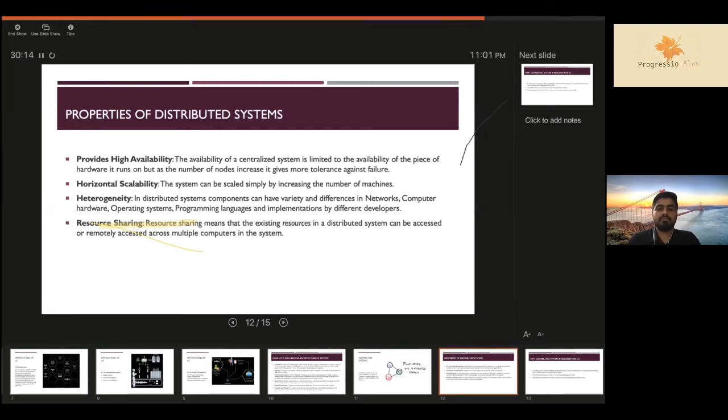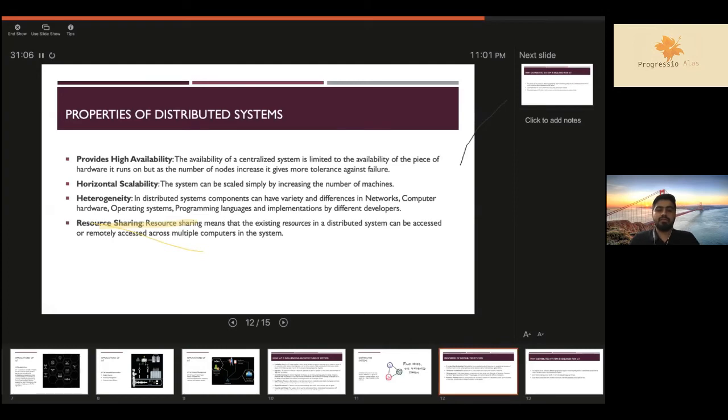Heterogeneity. Another good feature of distributed systems is that all the different nodes that comprise a distributed system don't have to be of the same type. They don't have to run the same operating system or be on the same network bandwidth, and the hardware can be different. They can have different programming languages running on them and be implemented by different developers, so the entire ecosystem can be very heterogeneous and can still work together as an entity. That is one of the key properties of a distributed system.